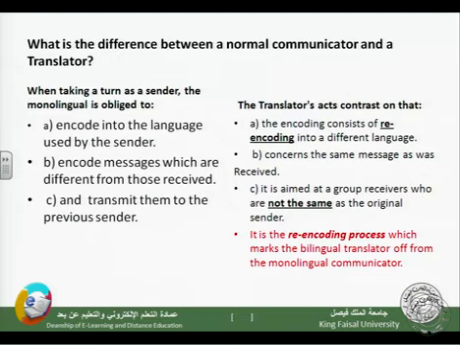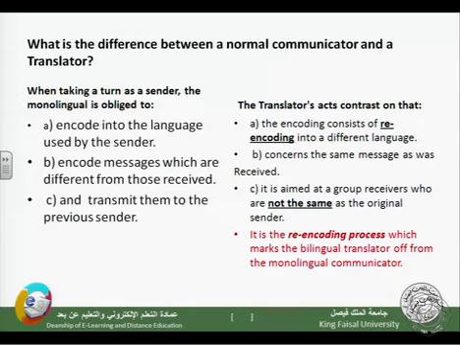Now, when you receive a message from a sender, you encode it, but very differently from the sender, whereas the translator has to concern himself with the same message. He cannot change the message.